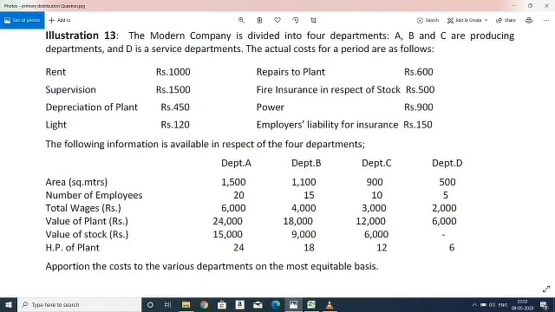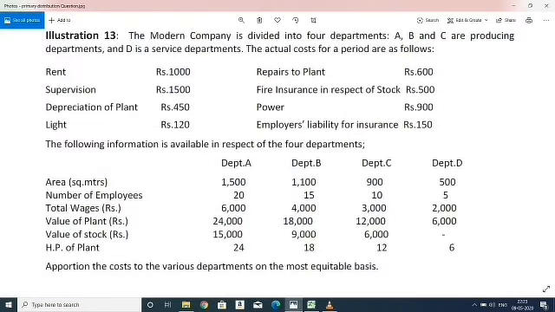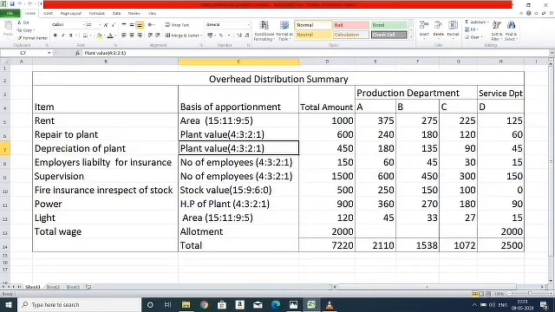All these we can divide by 6,000. Then we get 4, 3, 2 and 1. These figures we used here. Then depreciation of plant. Its basis of apportionment is plant value. Value of plant 24,000, 18,000, 12,000, 6,000. 4, 3, 2 and 1.